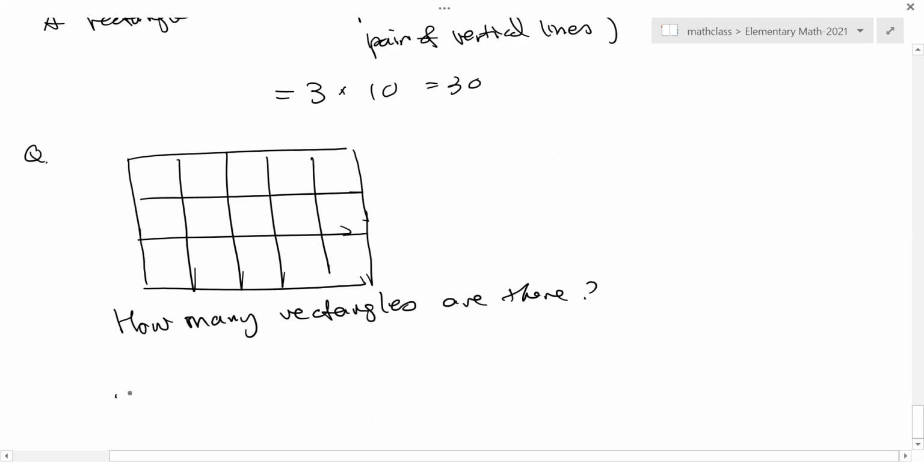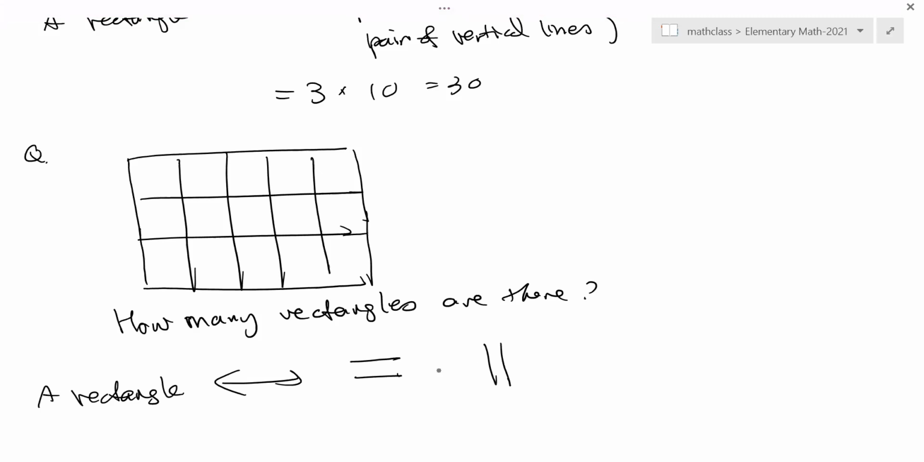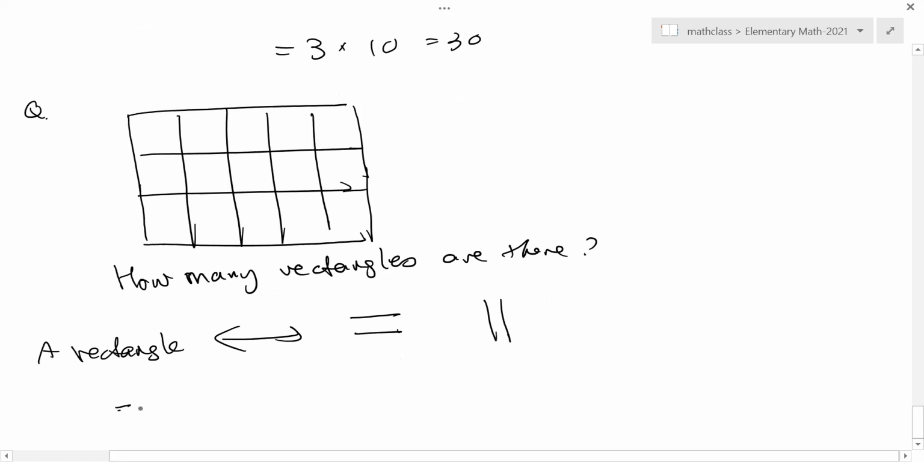So a rectangle, remember, is uniquely determined by a pair of horizontal lines and a pair of vertical lines. A rectangle one-to-one corresponds to a pair of horizontal lines and a pair of vertical lines. The question is how many pairs of horizontal lines, how many pairs of vertical lines? Then you have to calculate. So this is determined by one pair of horizontal lines, one pair of vertical lines. So the number of pairs of horizontal lines.